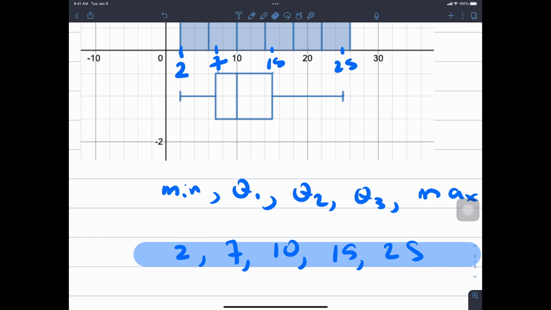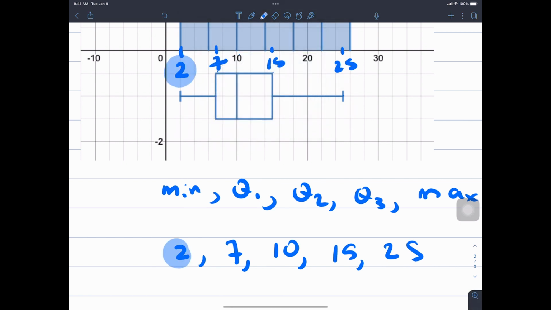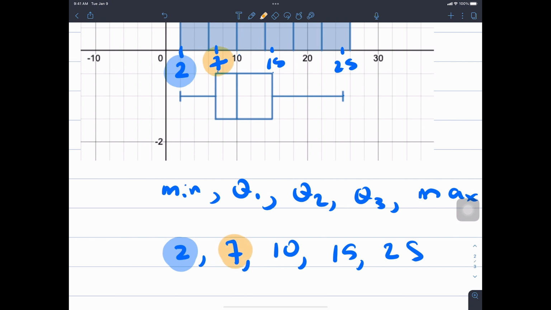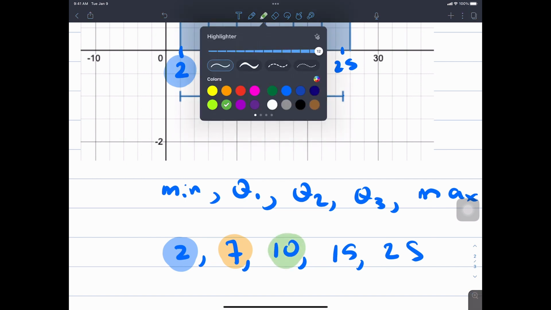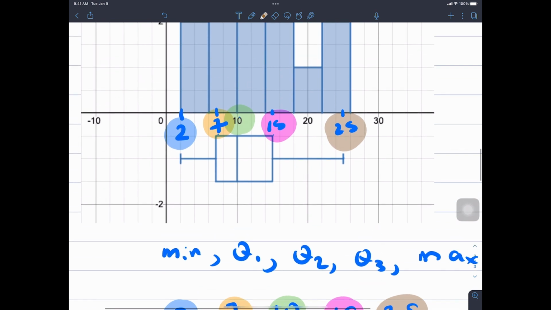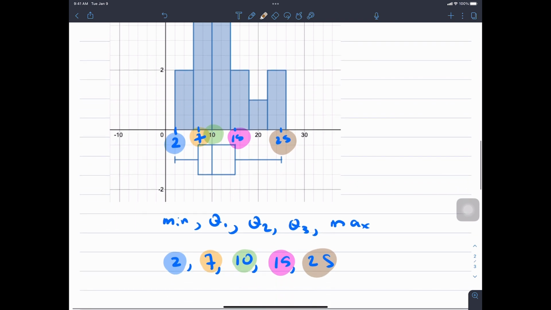So if you really wanted to color coordinate it to see it, the minimum value is the 2. The first quartile is the 7. The median value right here is 10. The third quartile value, pink maybe, here. And then the maximum value over here. So you're looking at the box plot, you're looking at that 5-number summary.